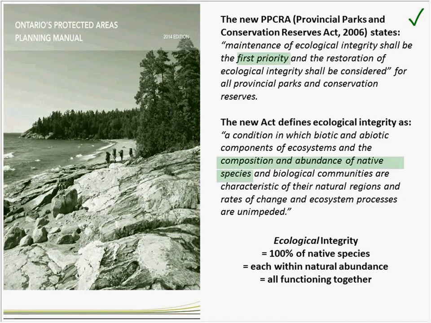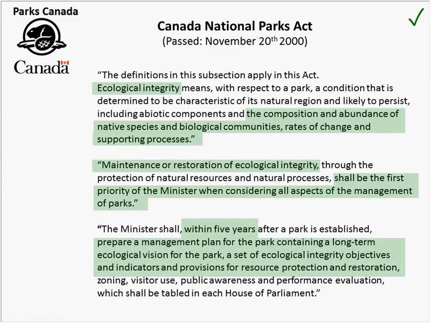On the next slide, we'll see the Canada National Parks Act in 2000. They use this as their number one priority. And the paragraph on the bottom, I think it's great policy. It's hard to write this stuff, but you'll see that within 5 years, they want to prepare management plans for the long-term ecological vision. And you'll see there it says develop a set of ecological integrity objectives and indicators. This is something I'll get into a little bit today.